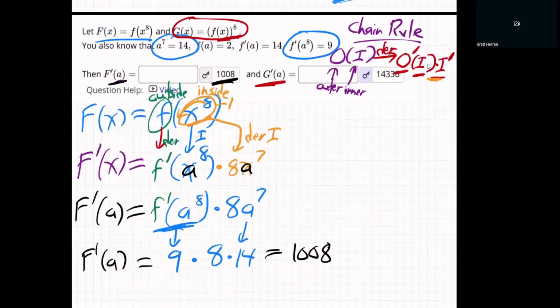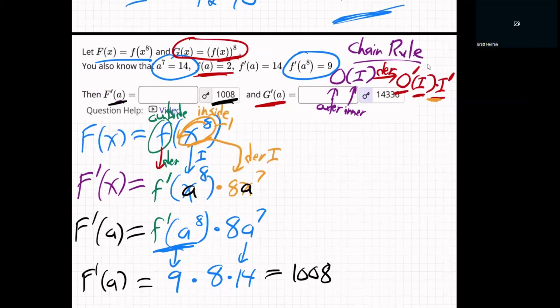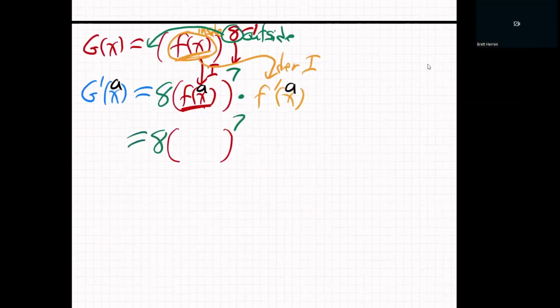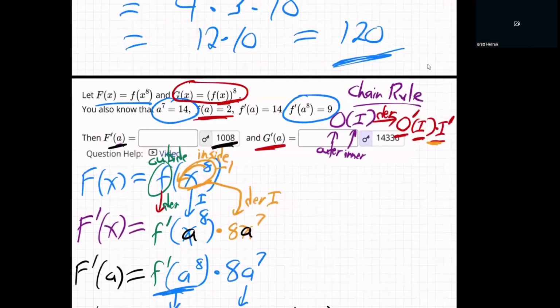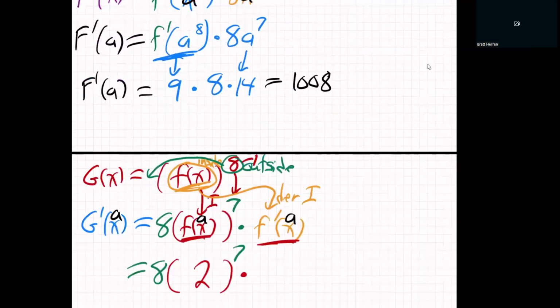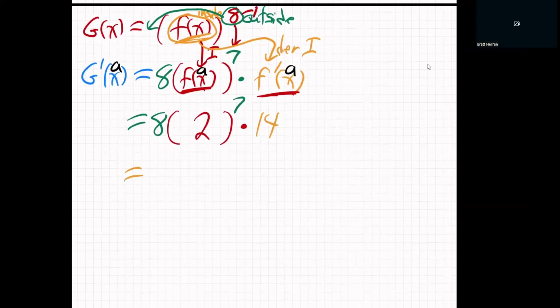What is little f of a? Little f of a is right here. It's 2, times, and then this is f prime of a. What is f prime of a? It's right there, 14. So there we go. It's 8, and then 2 to the 7. Hit the buttons on your calculator. That's 128, times 14. So multiply those two together, you get 1024 times 14.